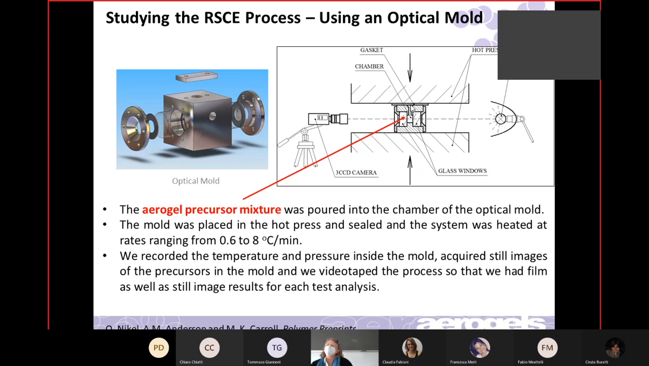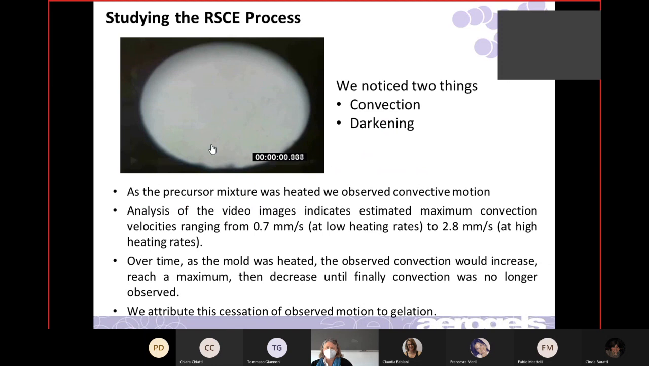And so this is an image. So we're looking at the aerogels. Right now they're a liquid, and we're going to heat it. And so we can see some motion in there. So we discovered we have the two things. We have convection, we have motion. We didn't know that before we did this. And then we also found that we have darkening. So as we watch this go on, you can see it's getting darker and darker.